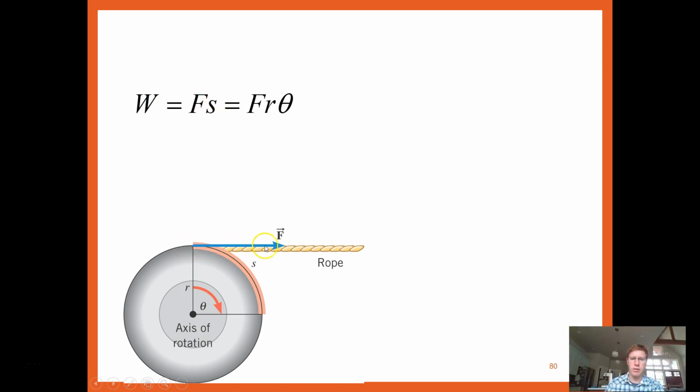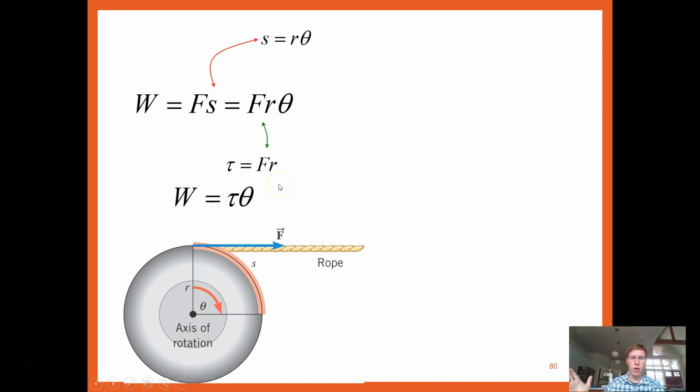The parallel distance is just the arc length that it rotates through. Arc length is just r times theta. We learned that at the beginning of chapter 10. So we can make that substitution, right? That s equals r times theta. So work is force times radius times theta. Well, force times radius, that's torque. So we can redefine work as torque times theta.